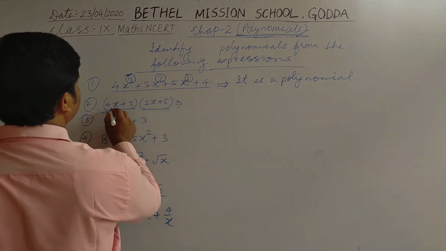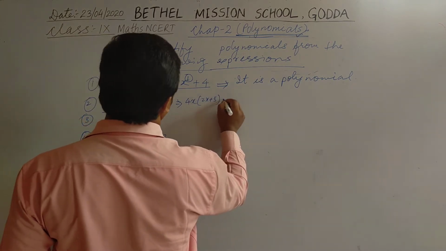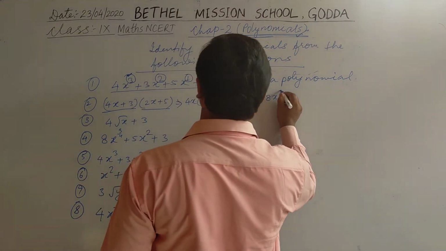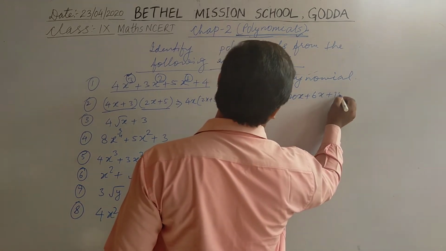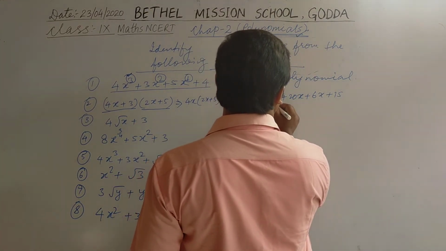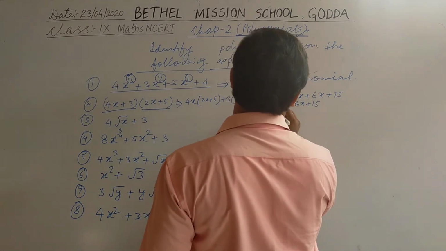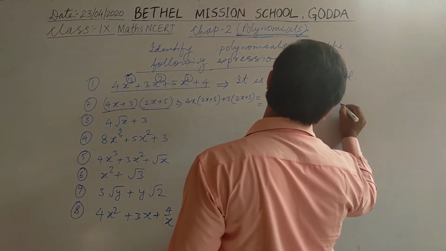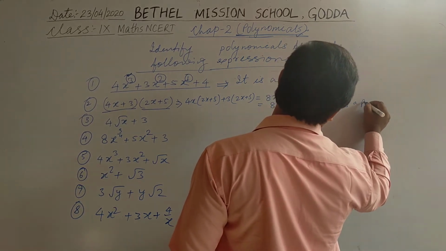So what will be 4x(2x + 5) + 3(2x + 5)? Then what will be 8x square plus 20x plus 6x plus 15. Then what will be 8x square plus 26x plus 15. So the power is 2 and positive. So this is also a polynomial. It's a polynomial.